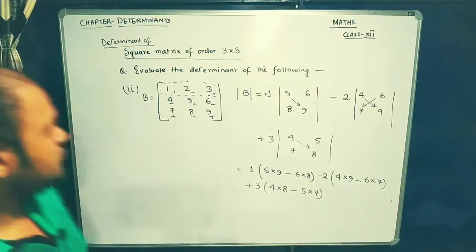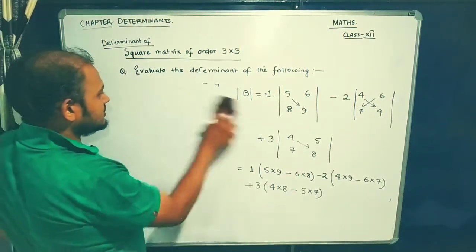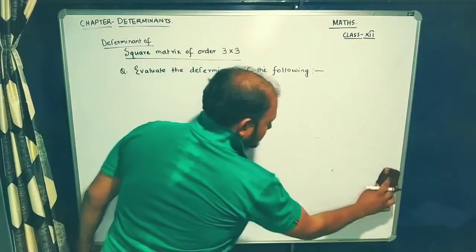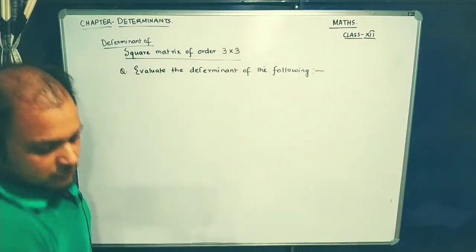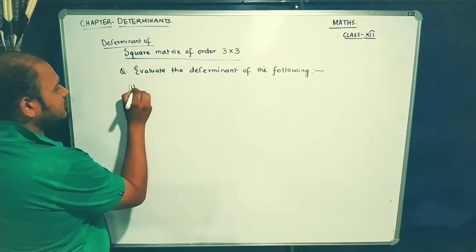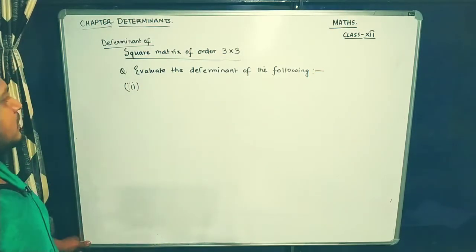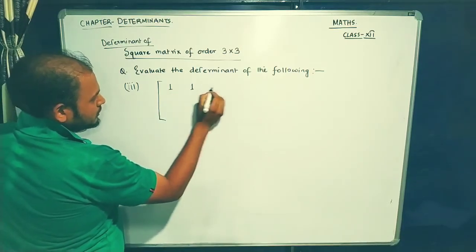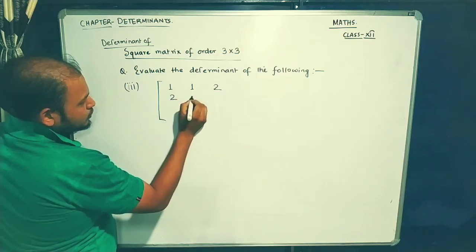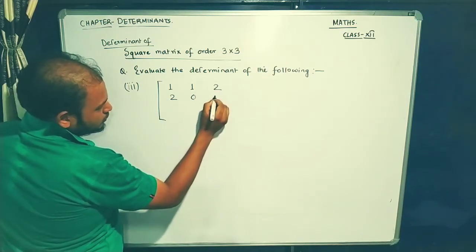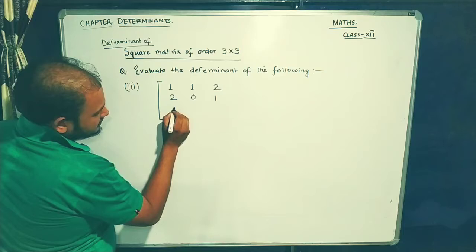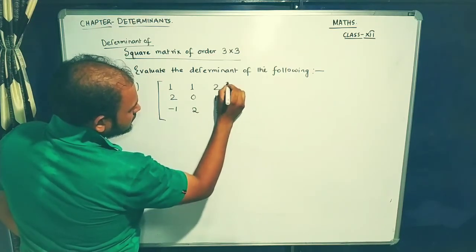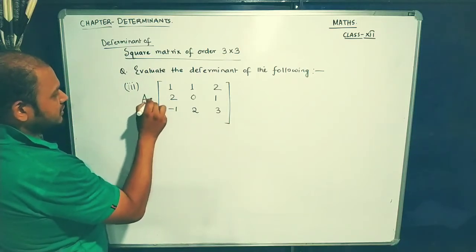Okay, let us try to solve another example. See how easy it is. It is very easy mathematics. Determinant is a very interesting chapter. Let us solve example number 3. Let us say we have a square matrix. It is 1, 1, 2, 2, 0, 1, and let us say we have a minus 1, 2, 3. So let us say this is matrix A.